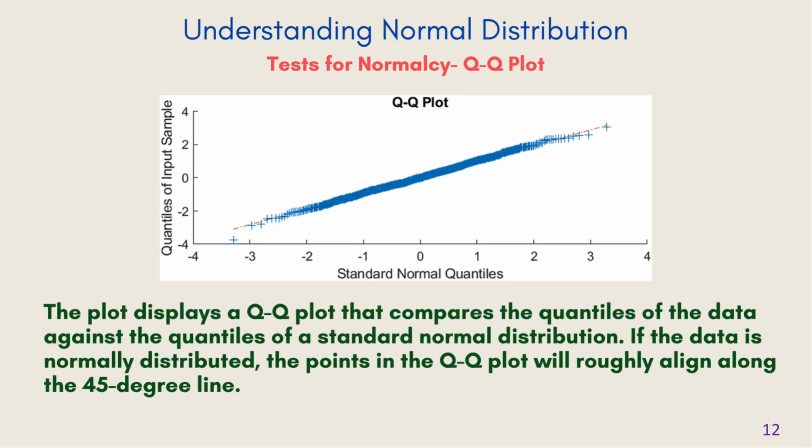Here, we introduce the QQ plot, a graphical method for testing normality. By comparing the quantiles of the data against those of a standard normal distribution, we can assess how well the data fits a normal distribution. If the points align along the 45-degree line, it indicates normality, making this tool essential for statistical analysis.